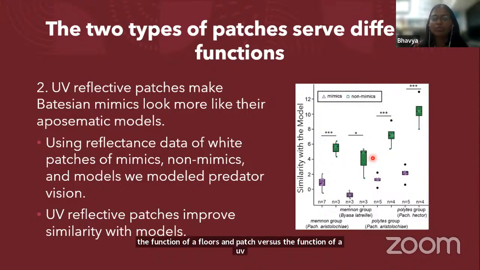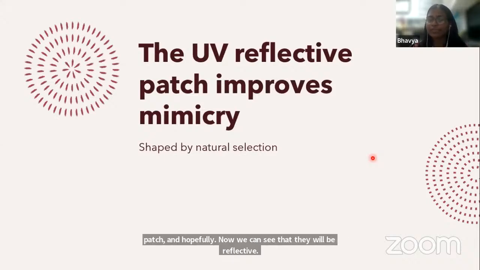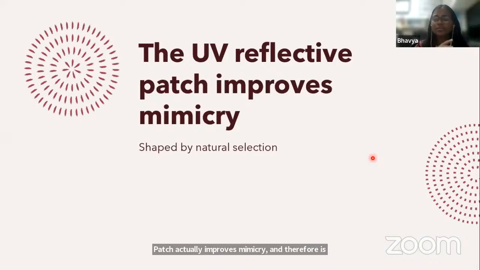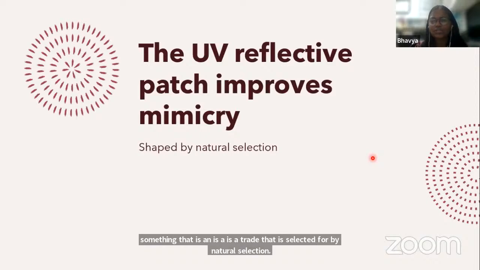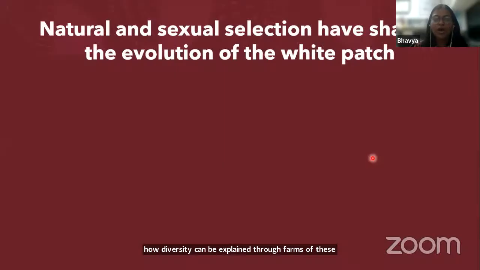And hopefully now we can see that the UV reflective patch actually improves mimicry, and therefore is a trait that is selected for by natural selection. So we have two contrasting selective pressures here, one for the fluorescent patch, which is sexual selection, and UV reflective patch, which is natural selection. And this just goes back to tying up the story about how diversity can be explained through function of these color patches.